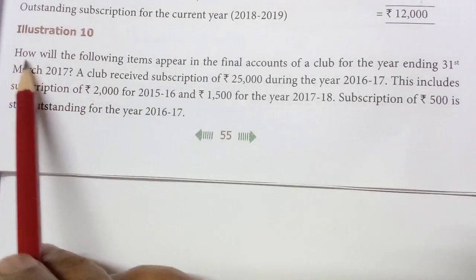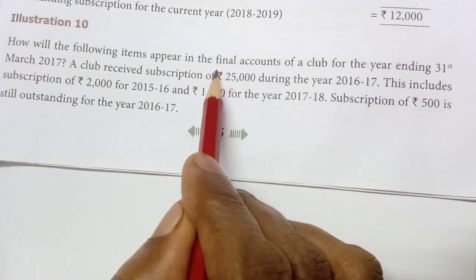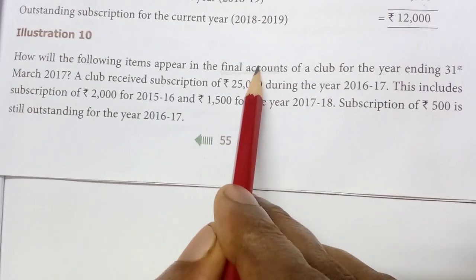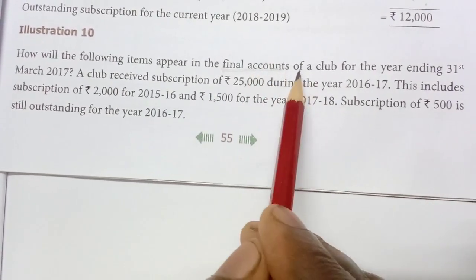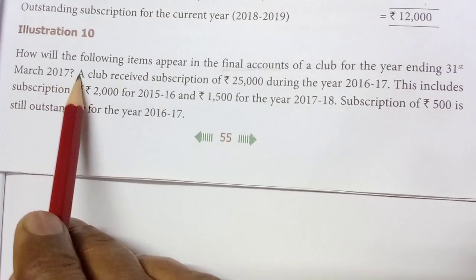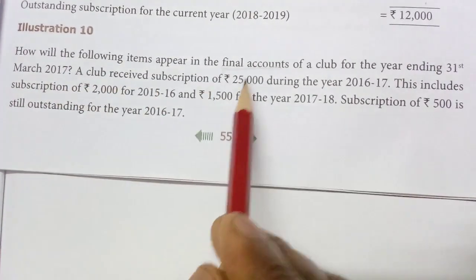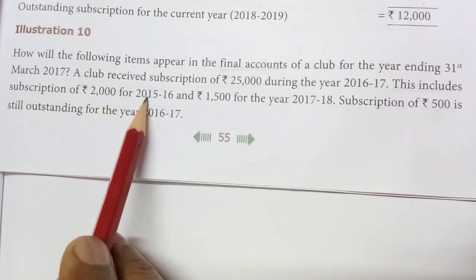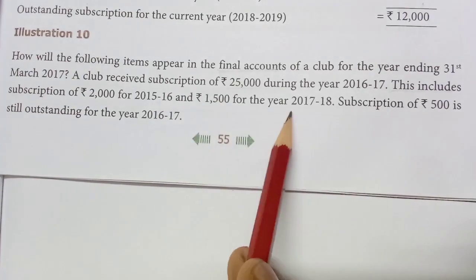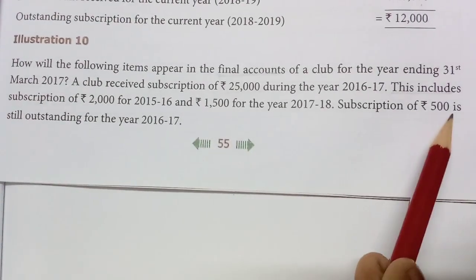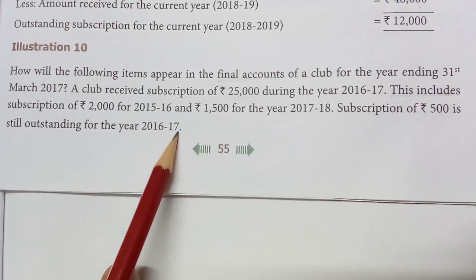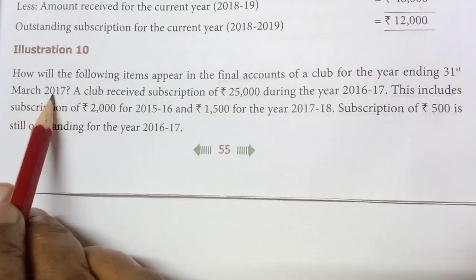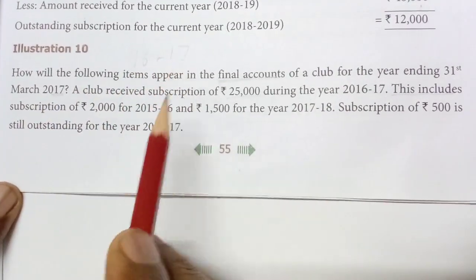See this illustration. How will the following items appear in the final accounts? If they ask for final accounts, we need to show both the accounts: first the income and expenditure account, then the balance sheet of a club for the year ending 31st March 2017. A club received subscription of 25,000 during the year. This includes subscription 2,000 for 15-16 and 1,500 for the year 17-18. Subscription of rupees 500 is still outstanding for the year 16-17. So what is the current year? You have to check. 16-17 is the current year.